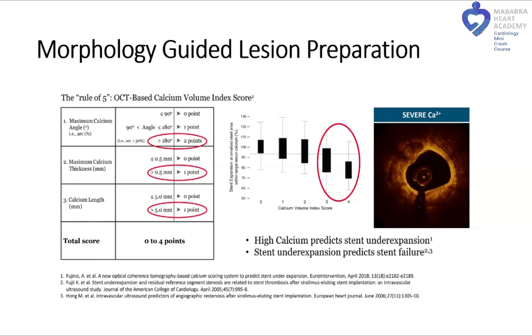If you have a maximum calcium thickness more than 0.5, you get 1 point. And if the calcium length is more than 5 millimeters, then you get 1 point. And the higher the score, the more you need to consider aggressive calcium modification techniques, such as atherectomy or IVL.